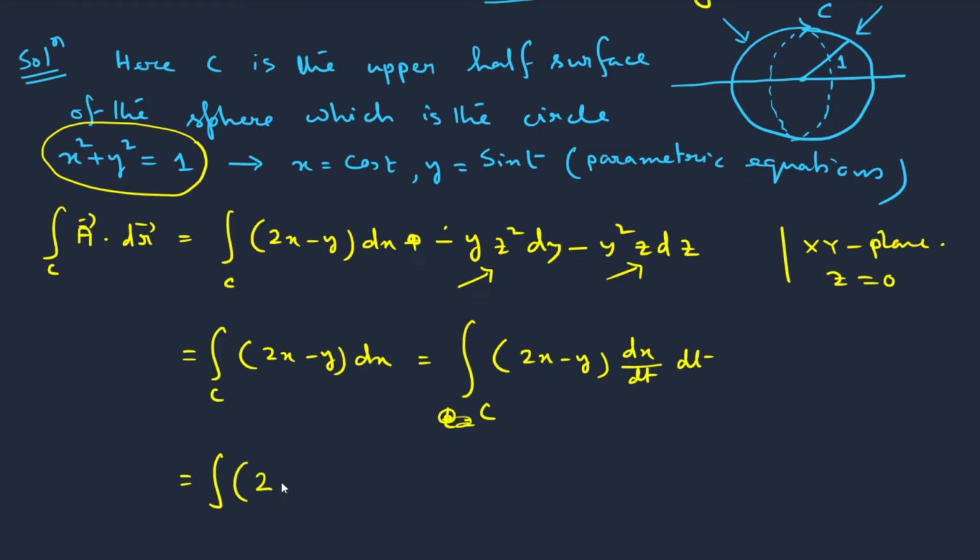So 2x, x is how much? Cos t. Y is what? Sin t. And what is dx by dt? This is our x, right? Dx, x is cos t. So if we differentiate it, you will get minus sin t dt. Now everything comes in terms of t. So since it is a circle, on the circle the limit of t will be 0 to 360 degrees, no? Circle means 360, that is twice pi. In place of t, you can write theta also.